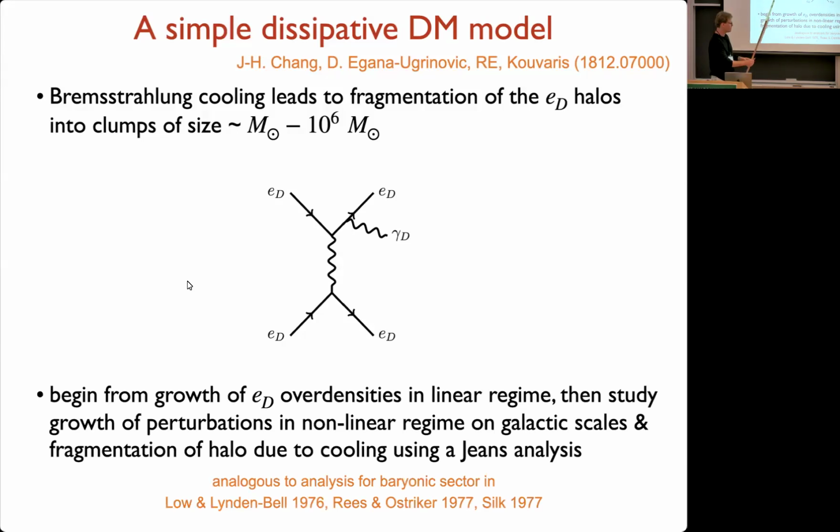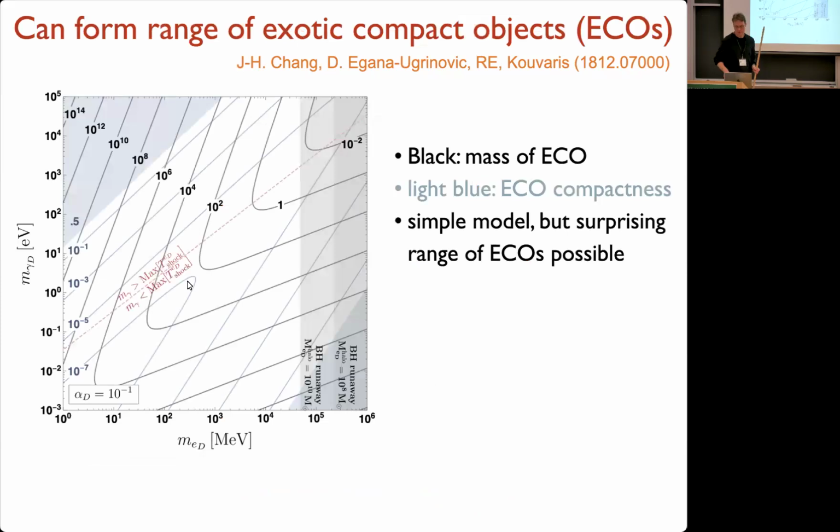This analysis was analogous to analysis that was done by Rees and others, in some seminal papers in the 70s. Okay. And in this simple model, what we find is the following. So I want you to ignore most of the stuff. Here's the dark photon mass. Here's the dark electron mass, going from an MeV to a TeV. Dark photon mass goes from 10⁻³ eV up to 10⁵ eV.